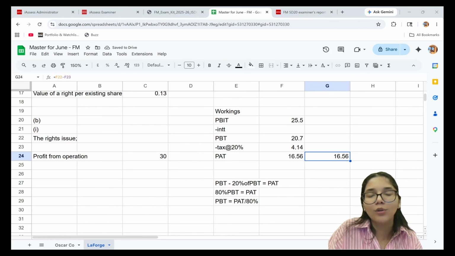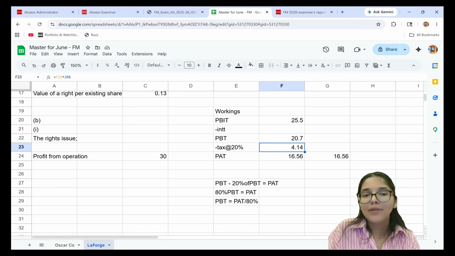How did we get to 20.7 as the PBT? Yes, very easy. Would you guys agree? It was not directly given, but it was very easy to use the concepts that we have learned as part of the FM paper and calculate the PBT.